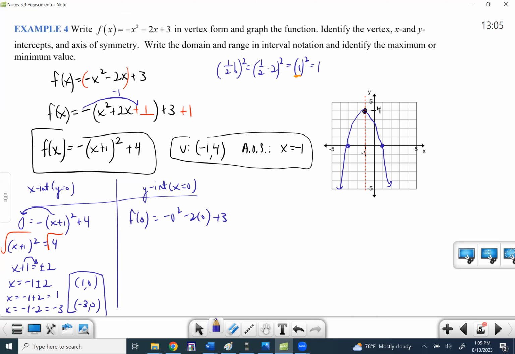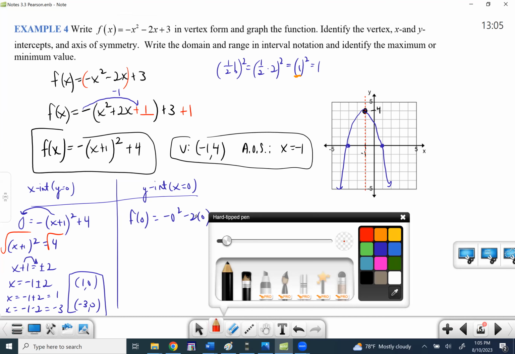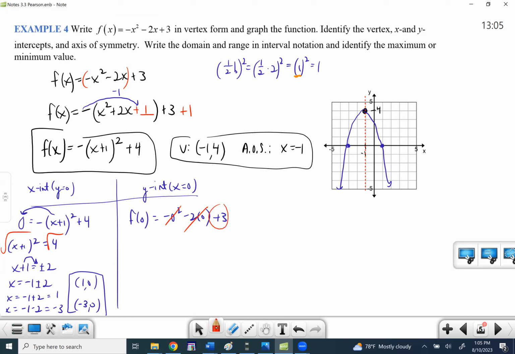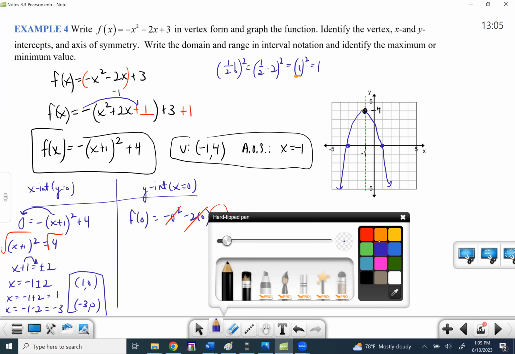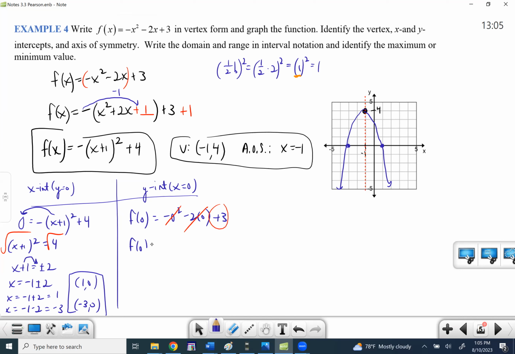Anything with a 0 in it is going to get annihilated, right? So it just leaves me with this 3. How quick was that, right? So it looks like when x is 0, y is 3. So (0, 3) is our y-intercept.